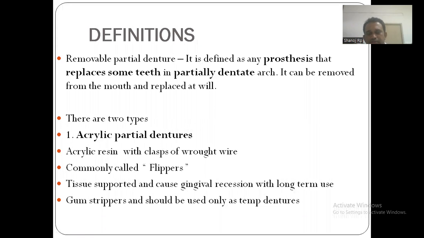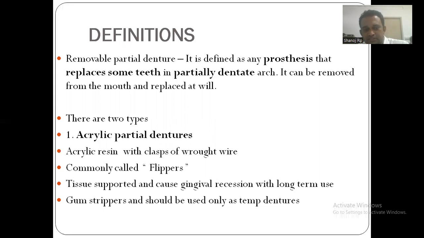So coming to the definition of a removable partial denture, it is defined as any prosthesis that replaces some teeth in a partially dentate arch. It can be removed from the mouth and replaced at will. There are basically two types of partial dentures. One is an acrylic partial denture, which you will be doing in your third year or final year. And these are basically transition dentures which are supposed to be used for a limited period of time, after which it has to be replaced by a more definite prosthesis like a cast partial denture. Right? So let us learn what is an acrylic partial denture.